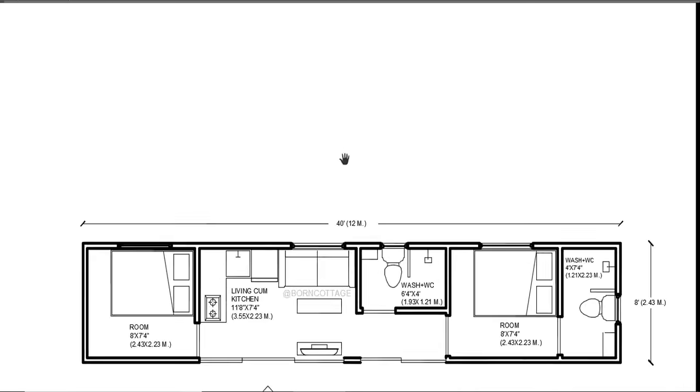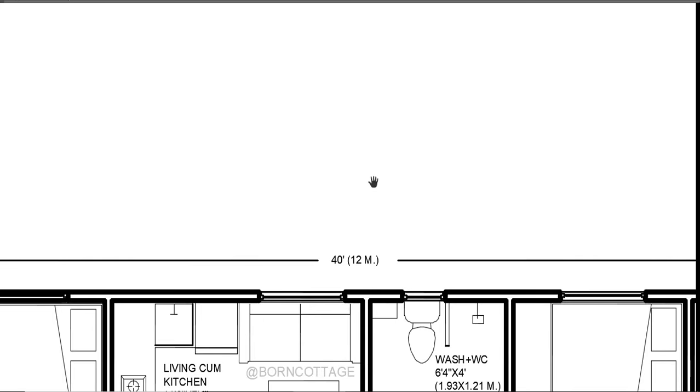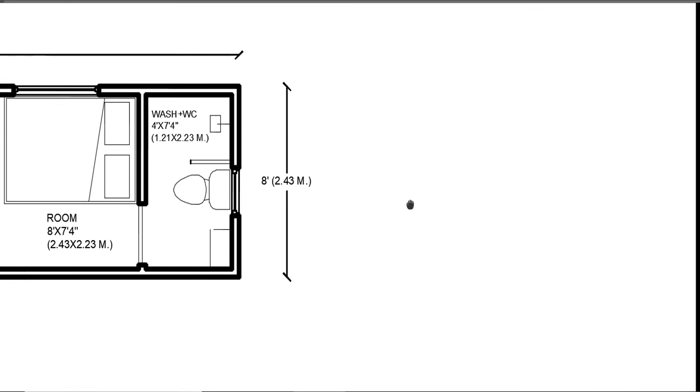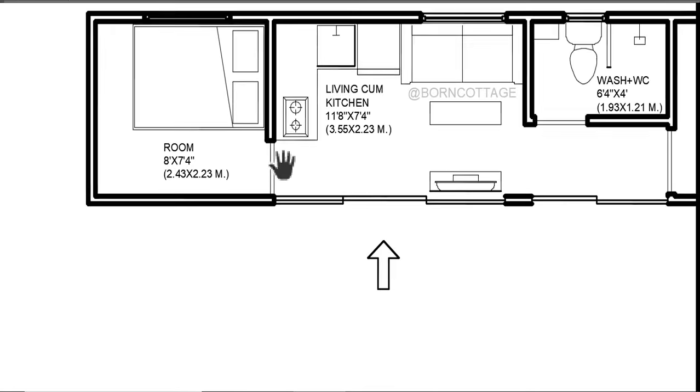So this is the floor plan of the house. There is a 40 feet shipping container. The total area I've taken is a length of 40 feet, which in meters is 12 meters, and a width of 8 feet, which in meters is 2.43 meters. In the front we have a sliding door here. After that we'll go inside.